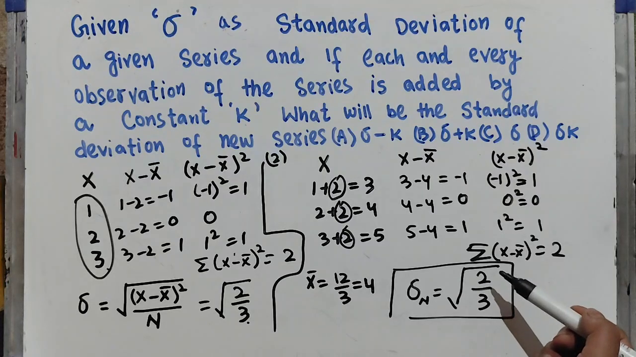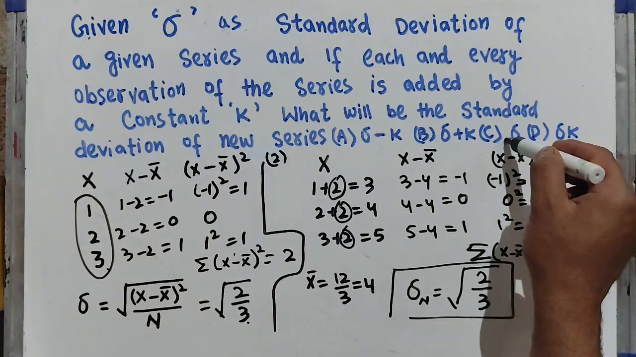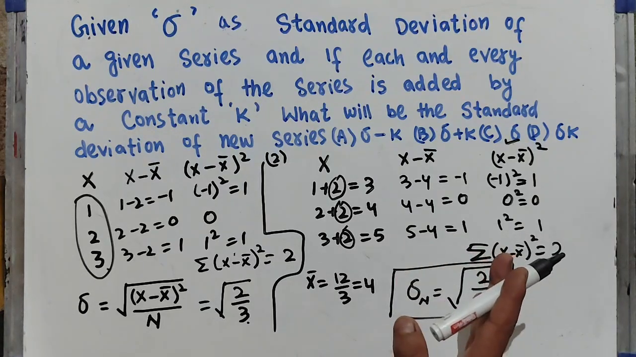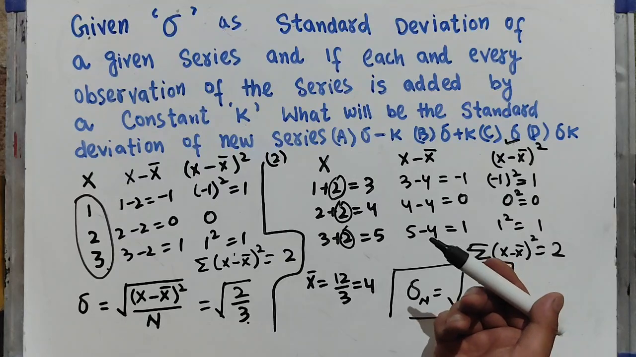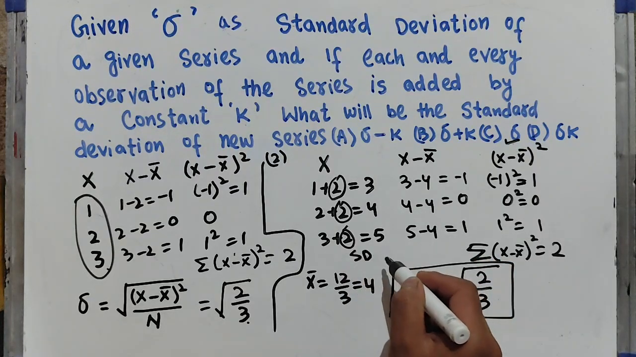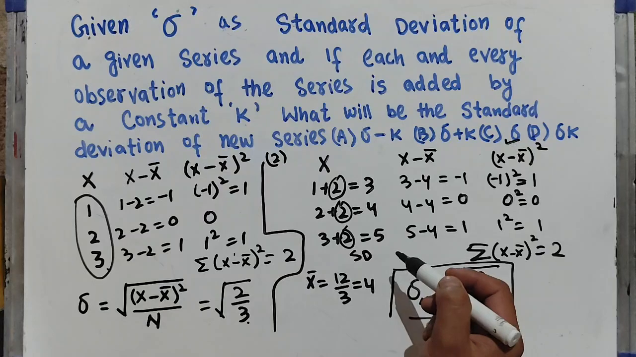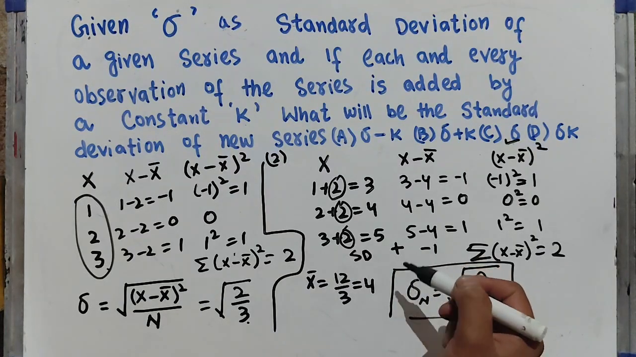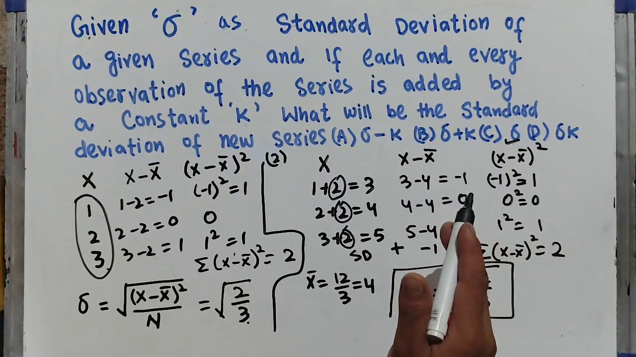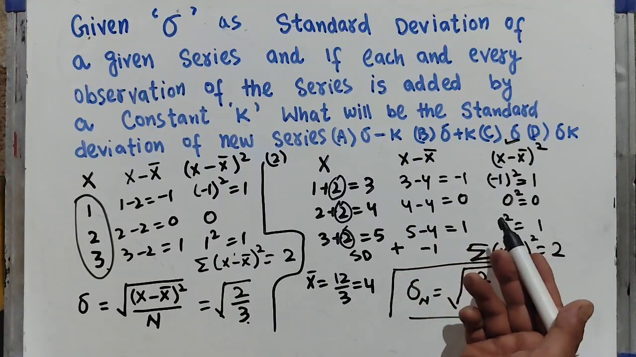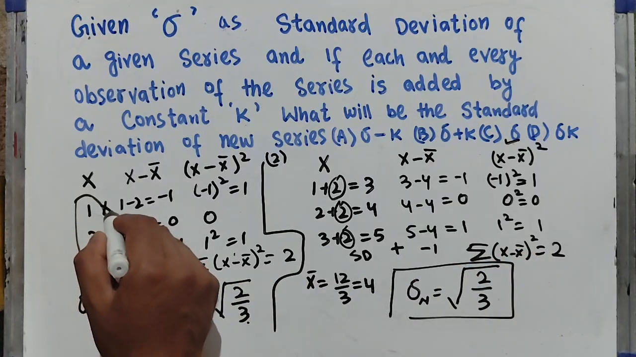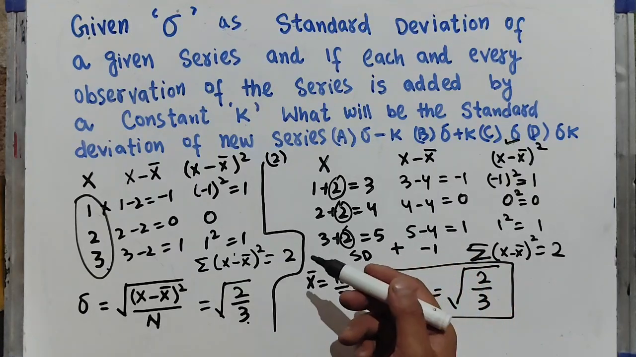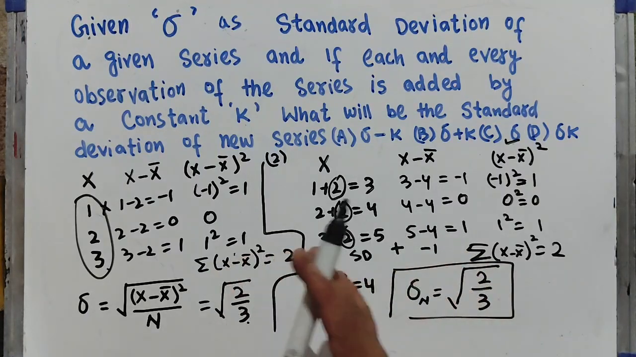That means the correct option here should be option C, that is, sigma. Standard deviation is not affected by change in origin. Change in origin means if we add to each observation of a series or subtract a constant from it, the standard deviation will not change. But it is affected by change in scale. That means if we multiply each observation of the series by a constant, the standard deviation will change. If we divide each observation by a constant, the standard deviation will change. That is change in scale.